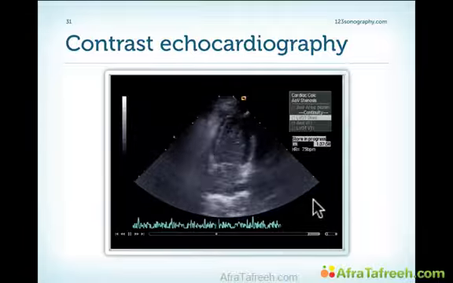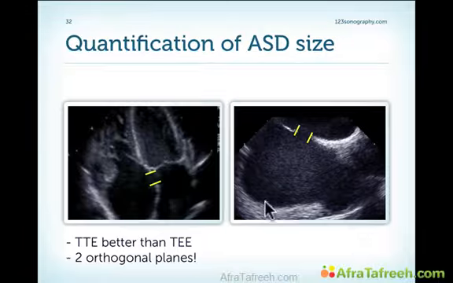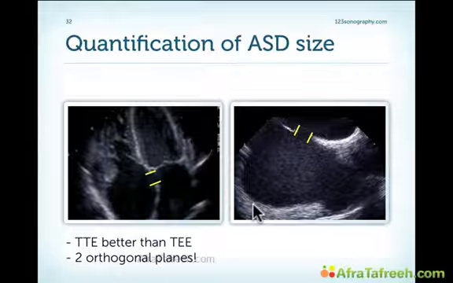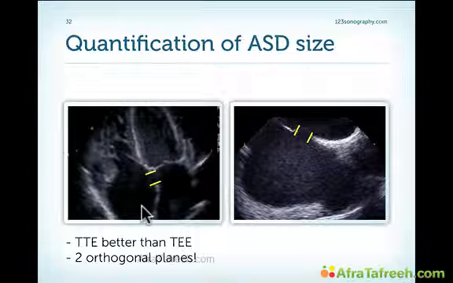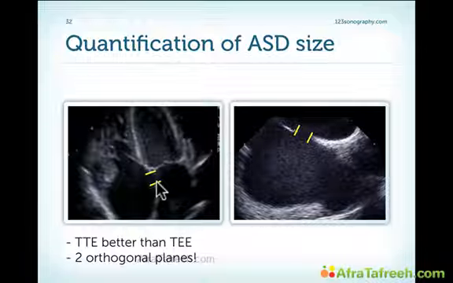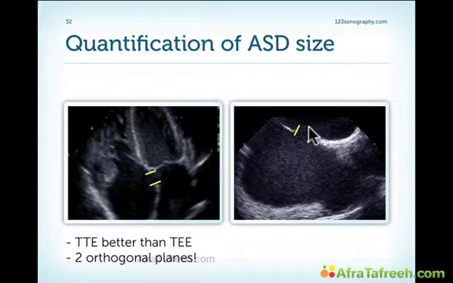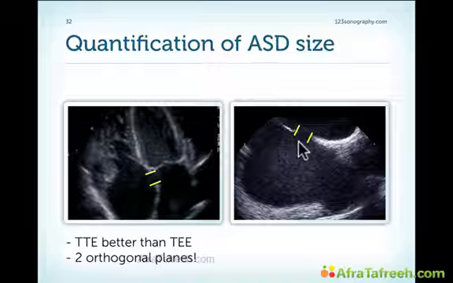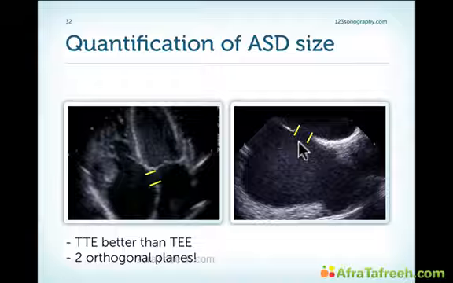2D echo and color Doppler are mostly sufficient. How do we quantify the size of an atrial septal defect? If you have excellent image quality, this can, of course, be done by TTE in the adult population. In most patients, if we really need to know exactly how large the defect is, and this is when we plan to do an interventional closure, we would rather use TEE as shown here on the right-hand side.